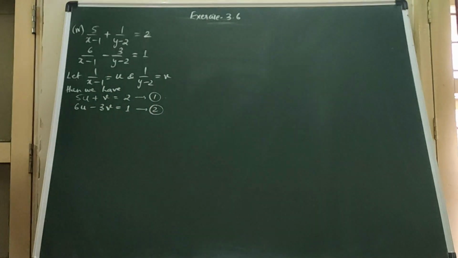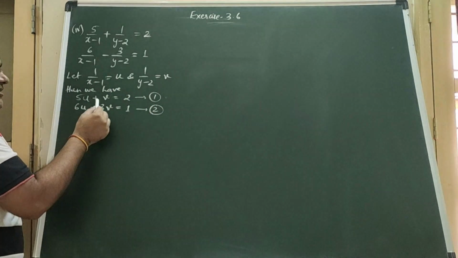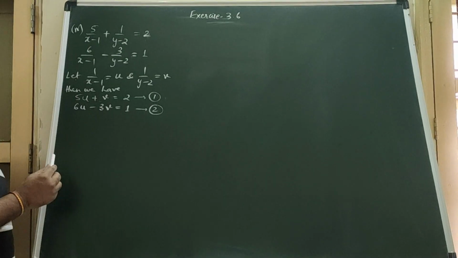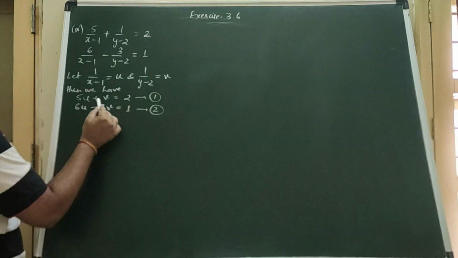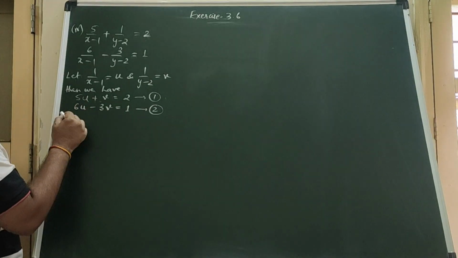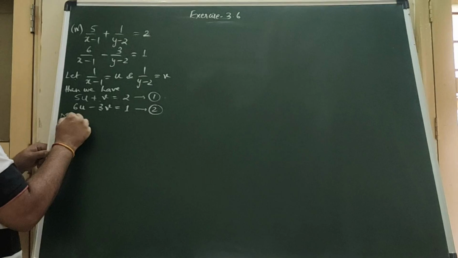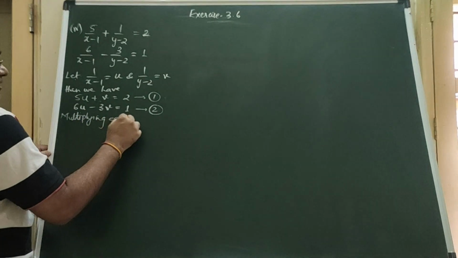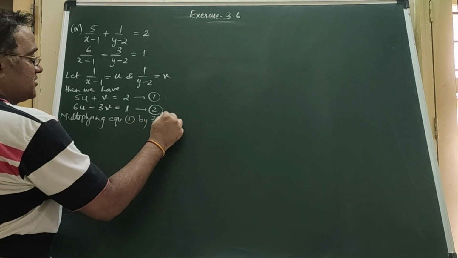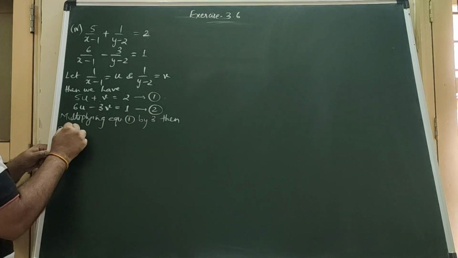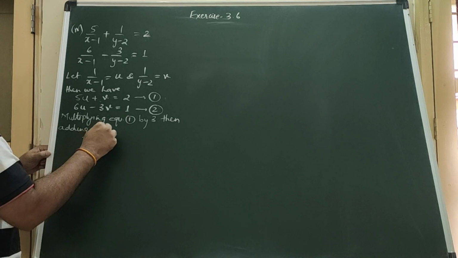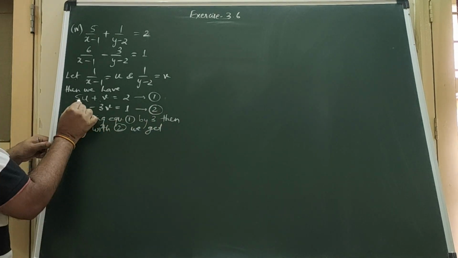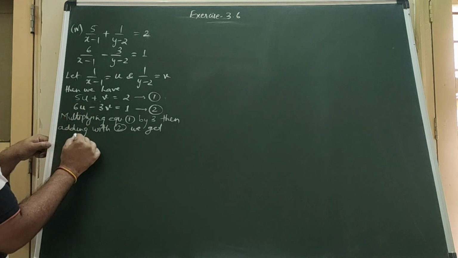Second equation. Now फिर से मेरे पास एक प्लस माइनस का चॉइस आ गया और मुझे एक ही इक्वेशन को मल्टीप्लाई करना पड़ेगा. I have to multiply only one equation, that is equation 1 by 3. Then we have to add. So multiply equation 1 by 3, then adding with 2 we get. So इसको हम लोग 3 से मल्टीप्लाई कर रहे हैं.